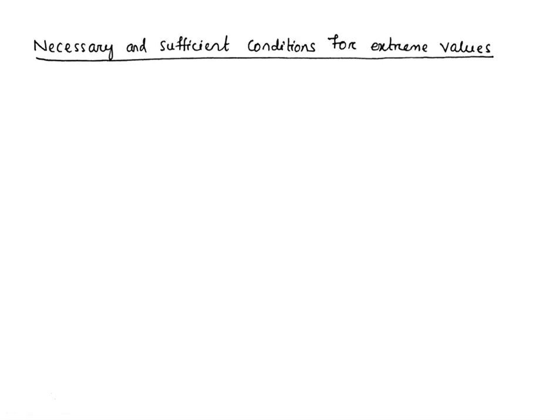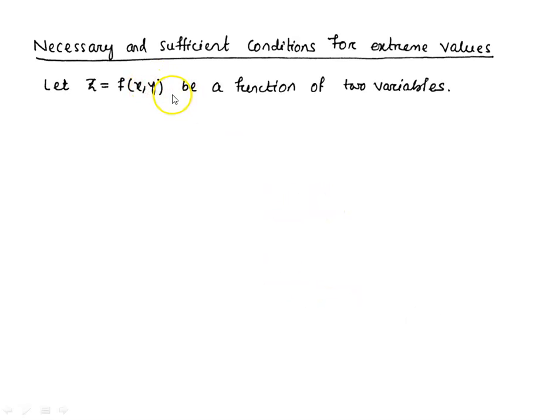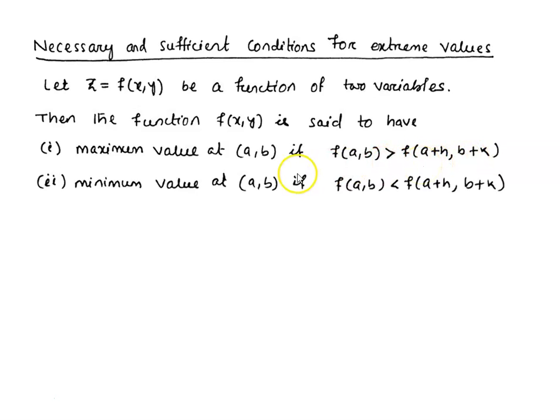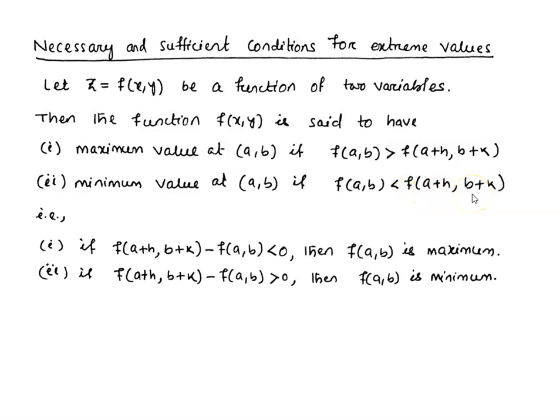Now let us find out some necessary and sufficient condition for extreme values. Let z = f(x, y) be a function of two variables x and y. Then the function f(x, y) is said to have a maximum value at the point (a, b) if f(a, b) is greater than f(a + h, b + k). And the function is said to have a minimum value at this point (a, b) if f(a, b) is less than f(a + h, b + k).